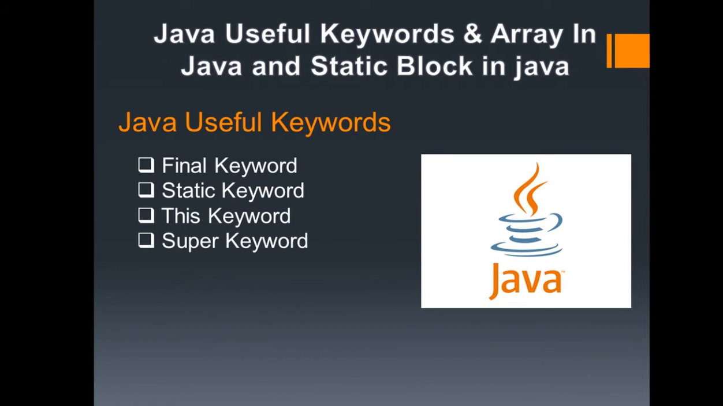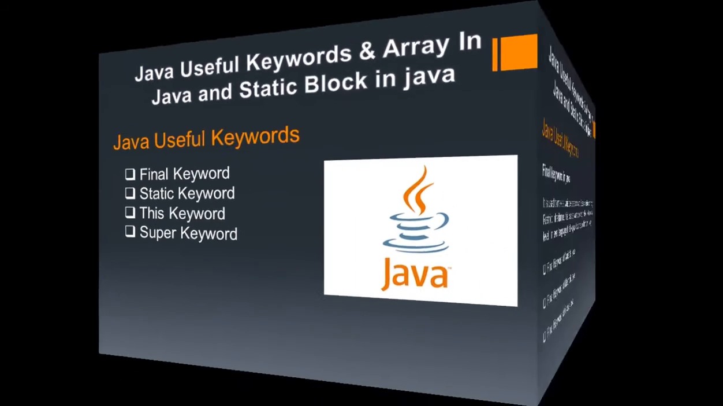Now the first thing we're going to discuss is Java useful keywords. There are four useful keywords that we are going to discuss. These are given below: final keyword, static keyword, this keyword, and super keyword. So let's discuss each keyword one by one in the upcoming slides.